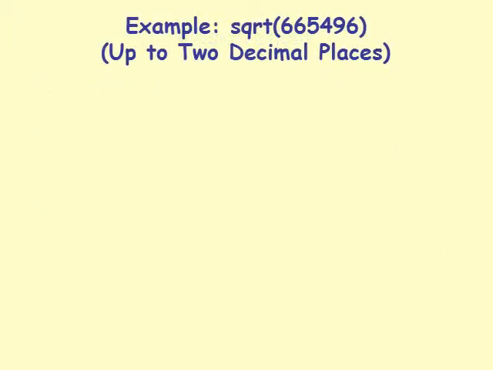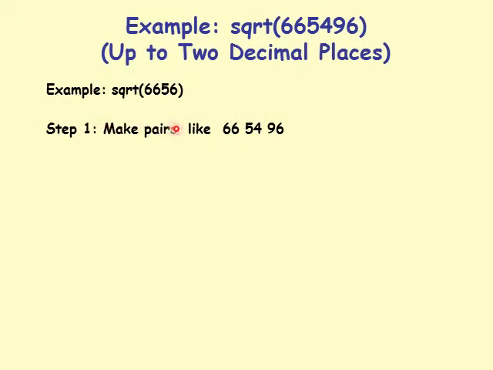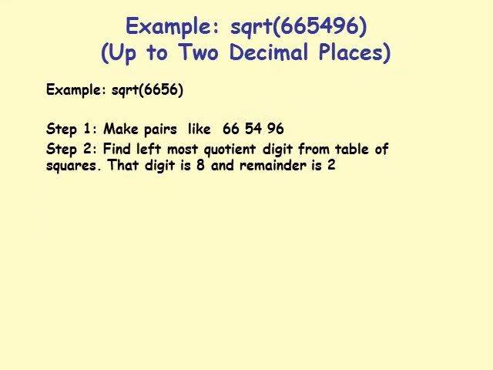Now we're going to have an example where it's not a perfect square and the number is 665496. You've got 6 digits of the number here. We will do it up to 2 decimal places. Let's continue here. So we'll do the square root of 665496. We'll make pairs here like 66 54 96. 3 pairs means 3 digits before the decimal point, and that's 3 whole digits of the answer. Find the leftmost quotient digit from the table of squares.